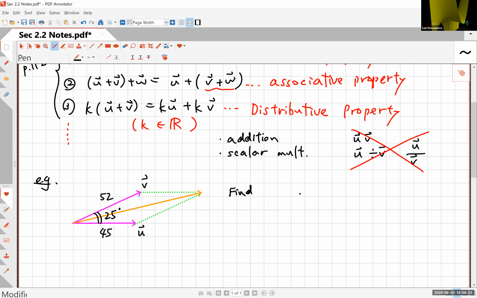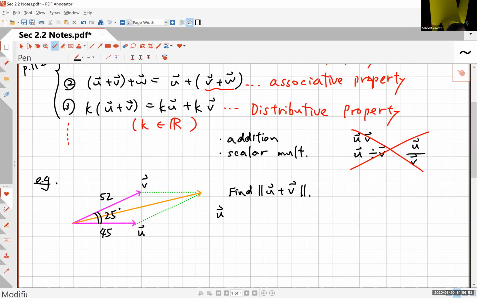Okay, so how do I do that? Well, actually, I think the question was more like find the length of u plus v, the magnitude of u plus v. And of course, you don't have to have this exact same picture. There is a more abstract way of doing this problem, but it helps to draw a picture.